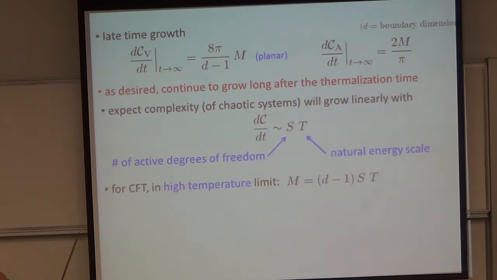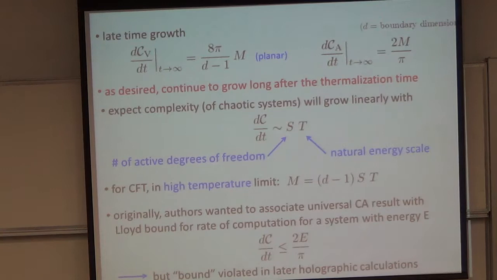I should also add, at least very briefly, that the authors of the complexity equals action paper were also enamored by their universal result. Here, you actually are looking at the high temperature limit to get that M there. There can be, if you like, curvature corrections. You can ask me what that means. But in the case of complexity equals action, you really got a result that it was proportional to the mass in any dimension, for any geometry on the boundary. It was just given by that nice result.